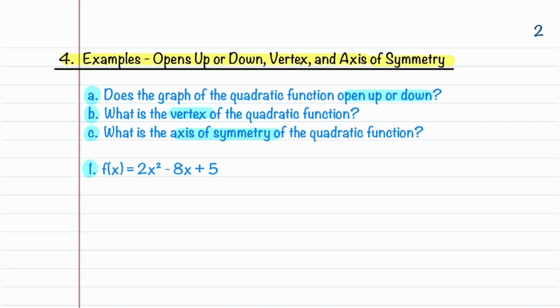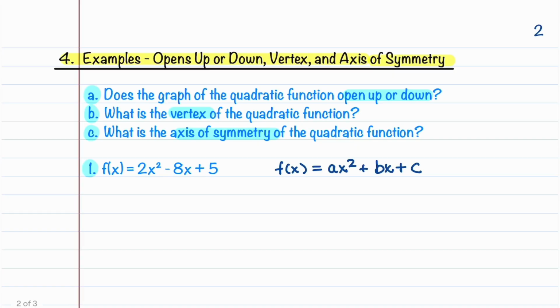Let's look at our first example. I'm going to write down the general form of the quadratic equation, and that's f of x is equal to ax squared plus bx plus c. That's going to help us when we go to use our formula for our vertex and our axis of symmetry. The first question that we're going to answer is, does the quadratic function open up or down? Notice that the number multiplying x squared is equal to 2, so our a is equal to 2 and it's greater than 0, and that tells us that our graph opens up.